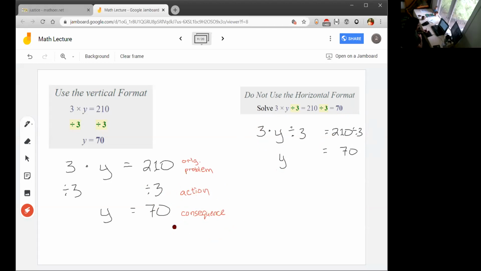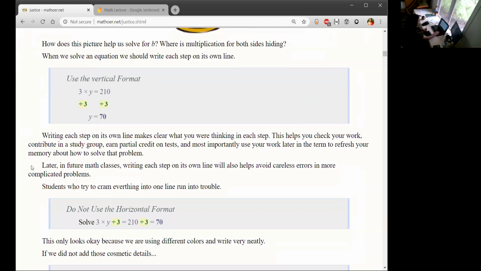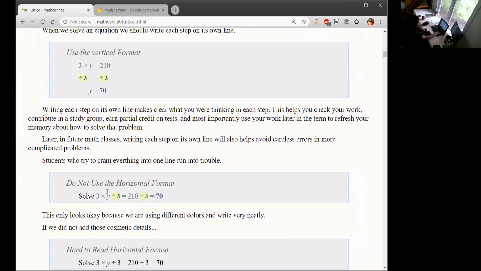So you are very strongly encouraged to always write this style where the action and consequence take up their own line going down vertically. Don't try and squeeze the action step horizontally into the same row as you had already. The more complicated these get, the more this will be confusing. So that's what this is. Use the vertical format, not the horizontal format.